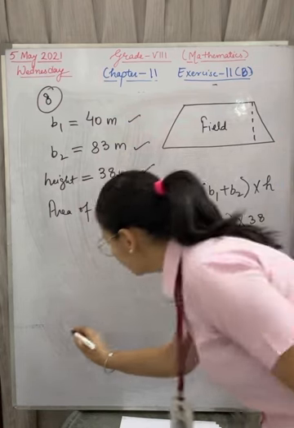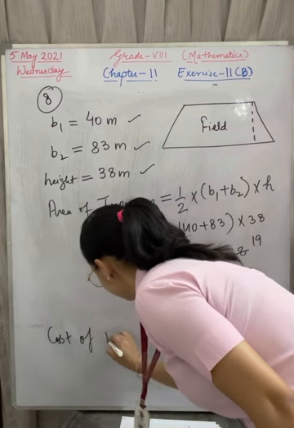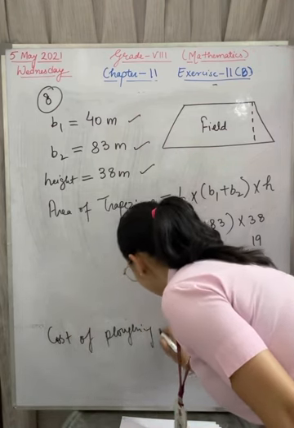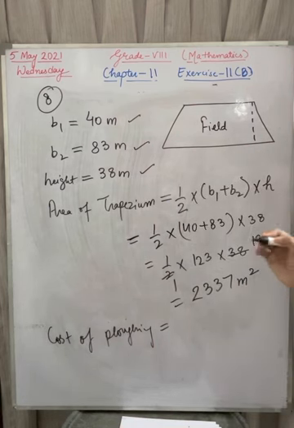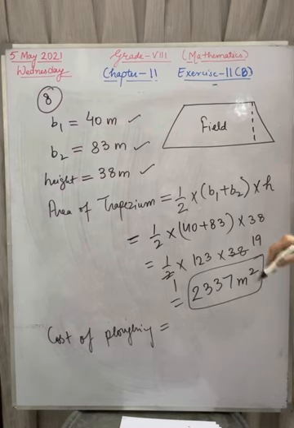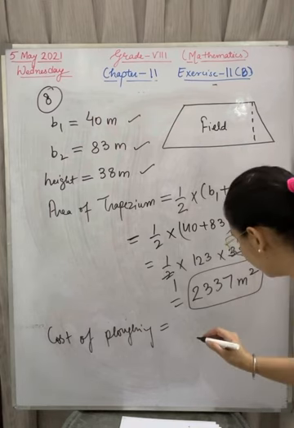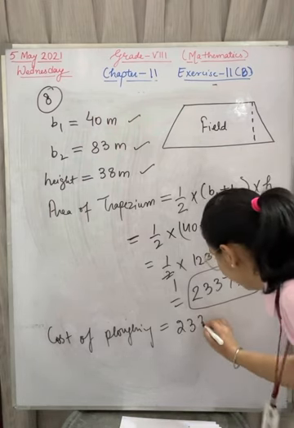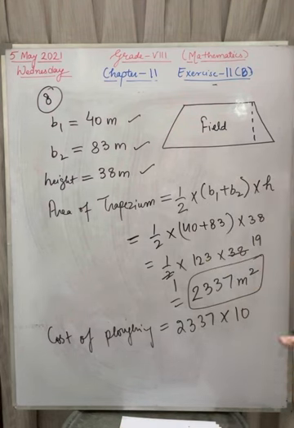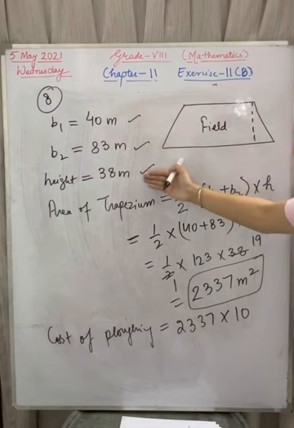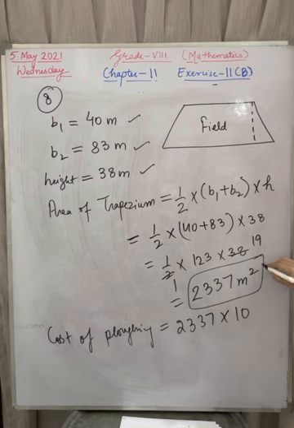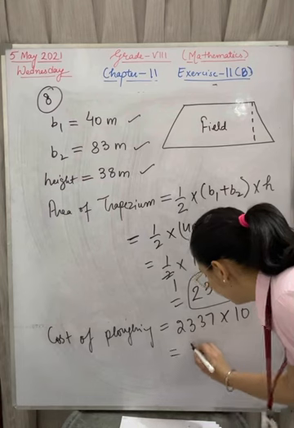Now you have to find out the cost of plowing the field. The cost is given as rupees 10 per meter square. Whatever area you have taken out, just multiply it with the cost. So multiply your area with rupees 10. That's it. The question is very easy. B1 given, B2 given, height given. Find the area of the trapezium, then multiply with rupees 10. That will be the cost of plowing.